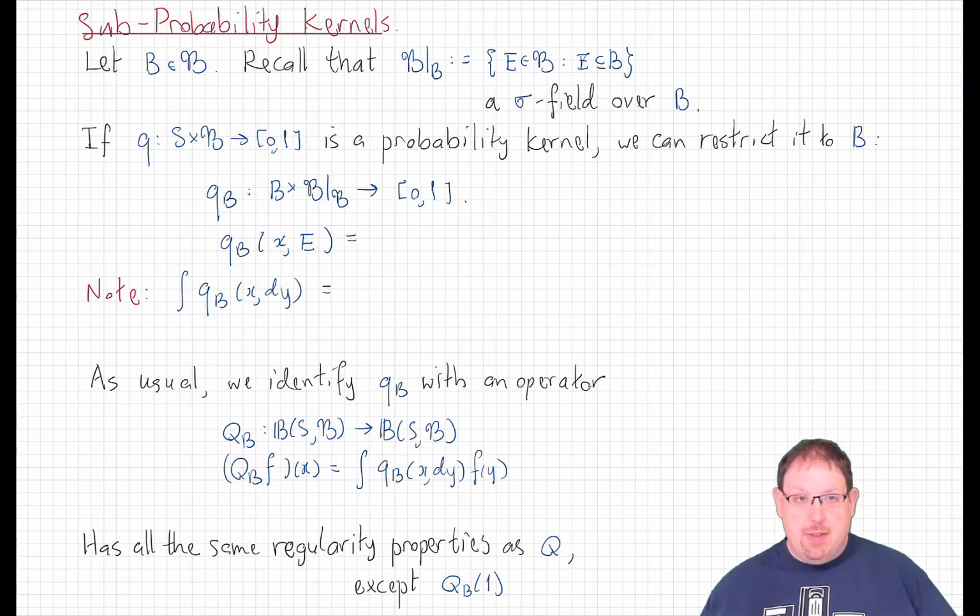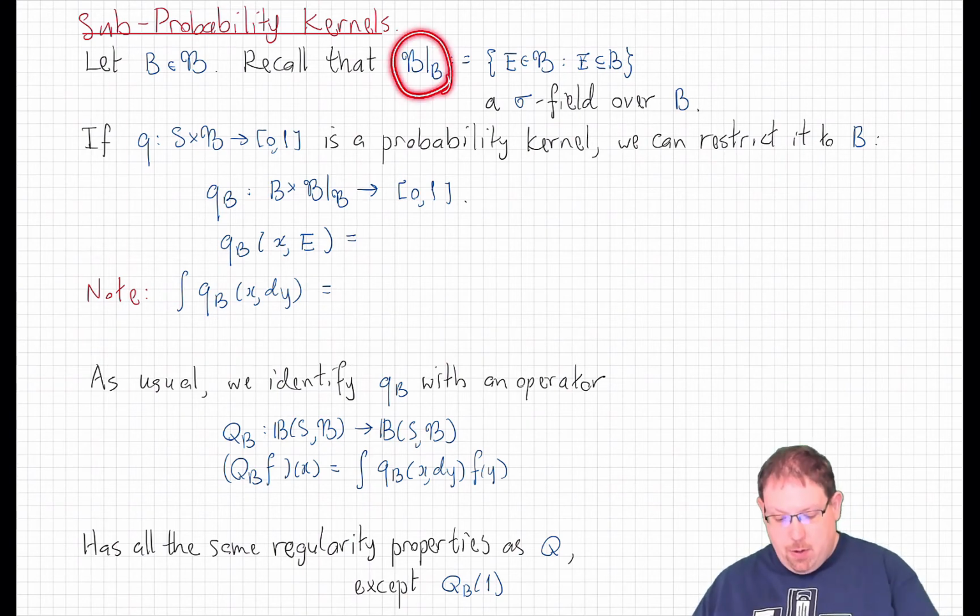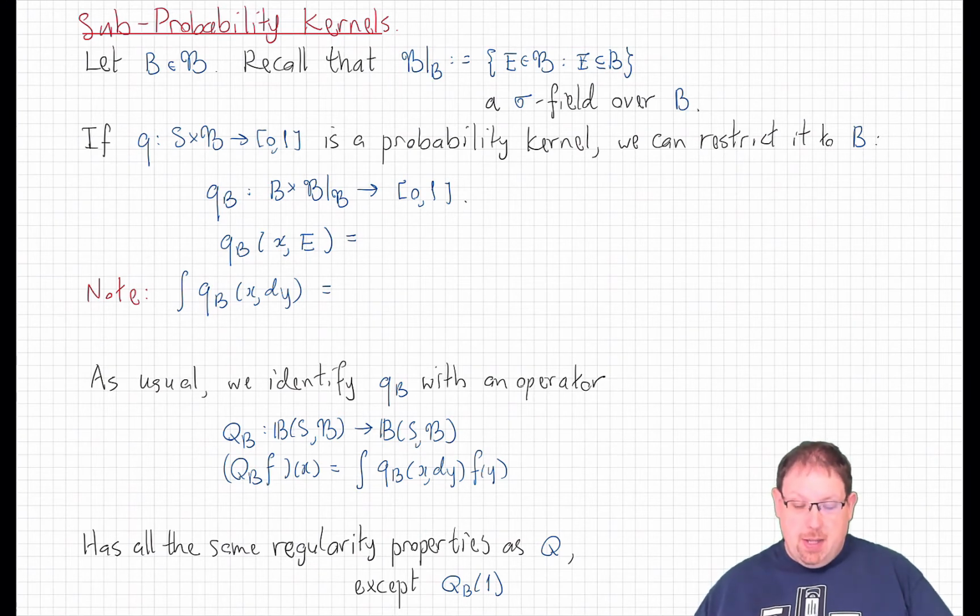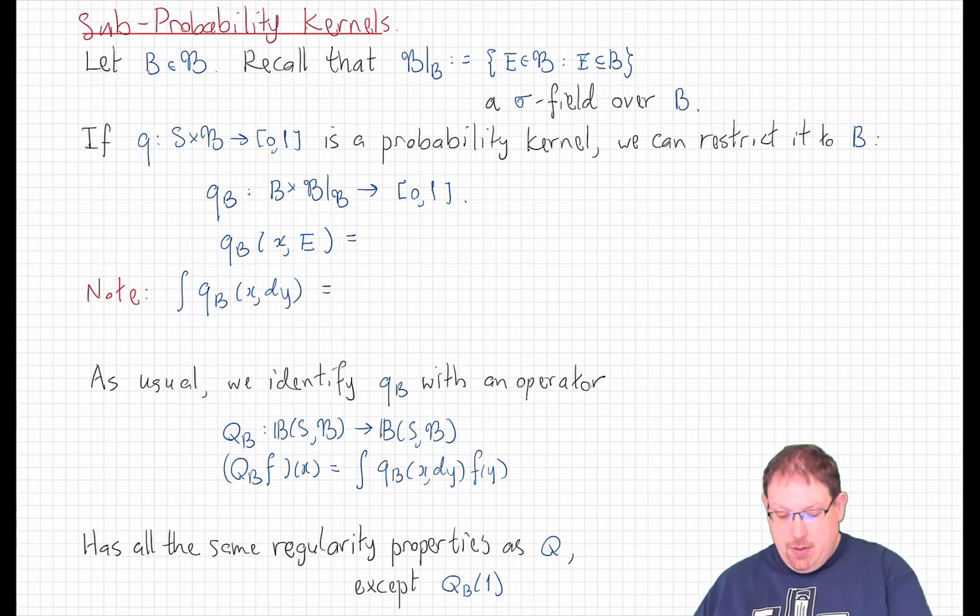So if I have the same setup as before, I have a state space S, which is a measurable space with a sigma field script B, and I fix any measurable set B, we can restrict the sigma field to that set B. We've seen this before. Script B restricted to B is a new sigma field consisting of all elements of the original sigma field, all measurable sets, that were subsets of B to start with.